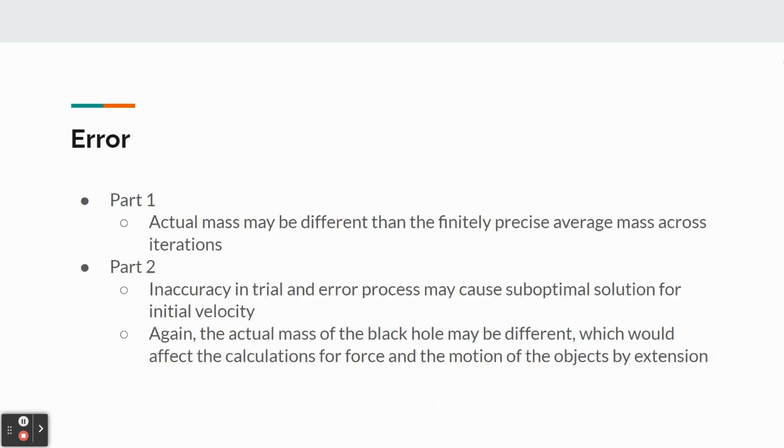Error. In Part 1, the actual mass of the black hole may be different than the average, which was calculated with finite precision between the iterations. This also may have affected the motion simulations in Part 2, which all depended on the mass of the black hole. Furthermore, the values derived from trial and error may be suboptimal, and a better combination may exist.